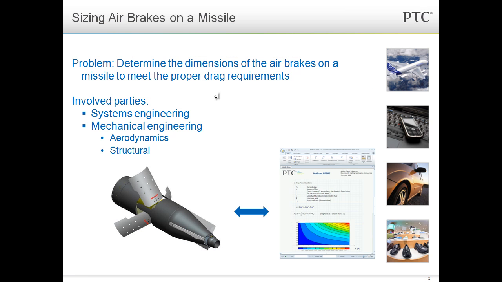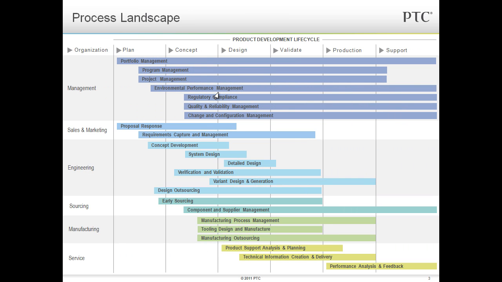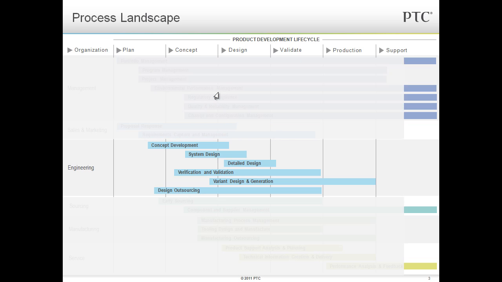Thank you, John, for that demo. Let's summarize by seeing how it fits in with the PTC process landscape. The process landscape shows product development and various perspectives relevant to the development cycle. Product development is a set of highly cross-functional and distributed processes that span the life of the product from planning through support. We will focus on the engineering processes.